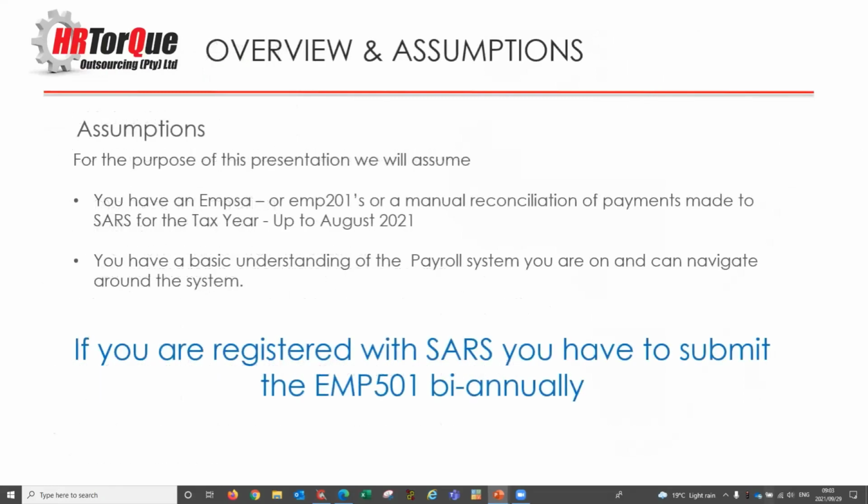So for the purpose of this presentation, we'll assume that you have your EMPSA or your EMP501s or some sort of reconciliation on what payments have been made to SARS or what payroll says these values should be. And you should have that right up until the August payroll. We will assume that you have a basic understanding of the payroll software that you are currently using and that you can navigate around the system. And then in big blue letters there, if you are registered with SARS, you have to submit the EMP501 biannually.